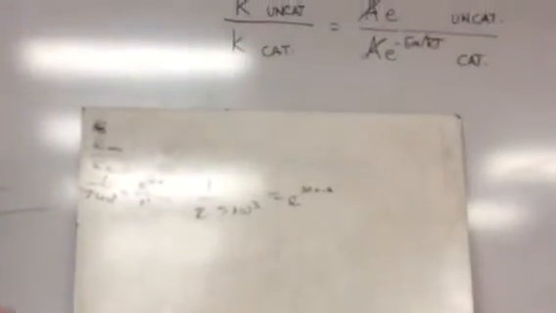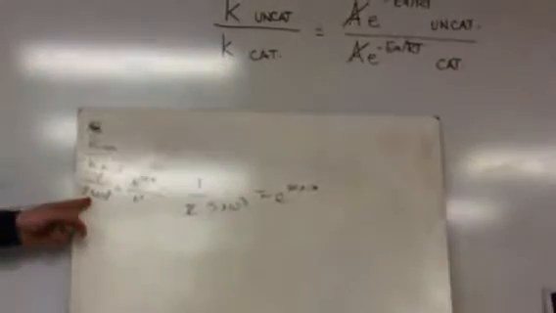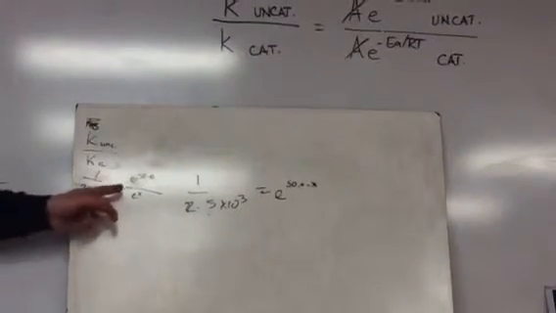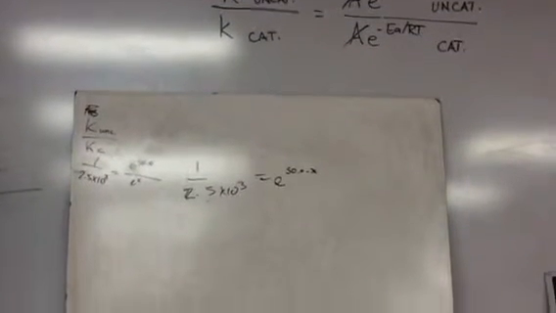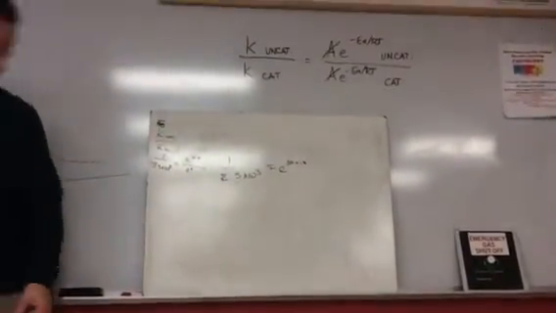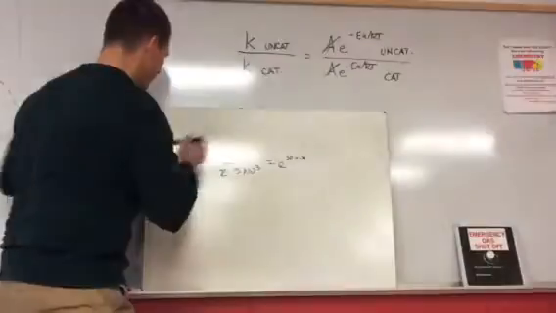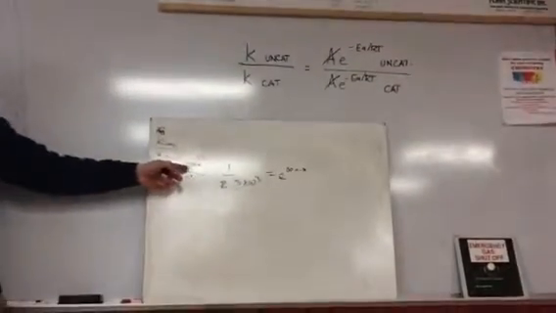Here's what Nick and Muhammad did. They have K of uncatalyzed over K of catalyzed. The denominator is bigger on this side. Now, over here, we have e to the 50th power, which should be negative. Muhammad erased the negative when I was picking it up. So we can see e to the negative 50th power.